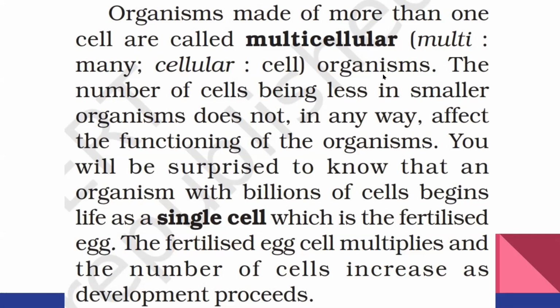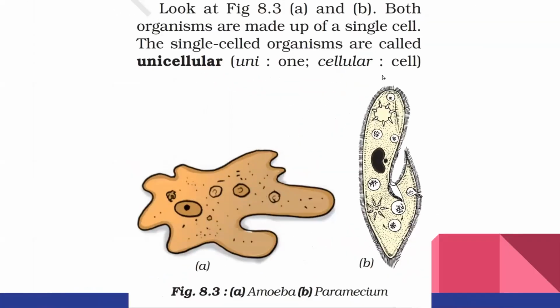Now we are going to learn the other type, that is, unicellular organisms. You see the picture which is given here. The first one is the picture of amoeba and the second one is paramecium. Both of these are microorganisms. Their body is made up of a single cell only, so they are called unicellular organisms. Single cell means one cell. Their body is made up of only one cell.